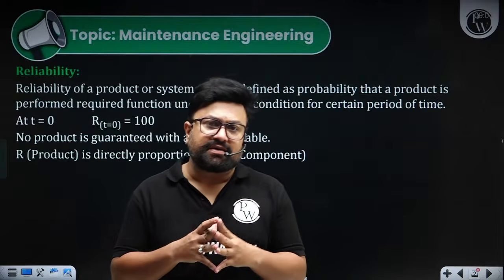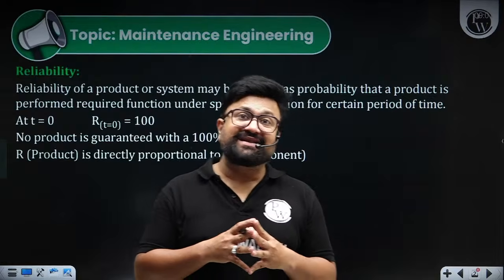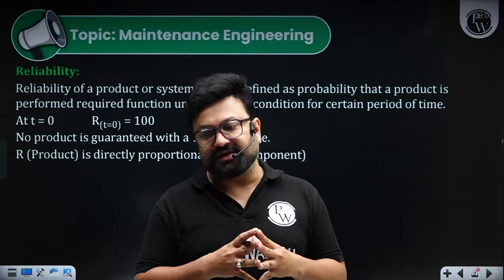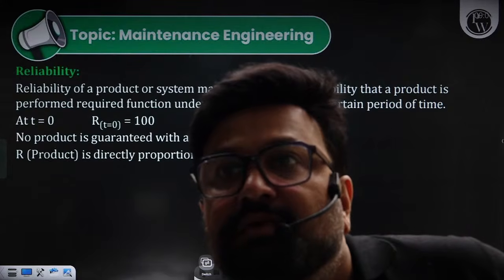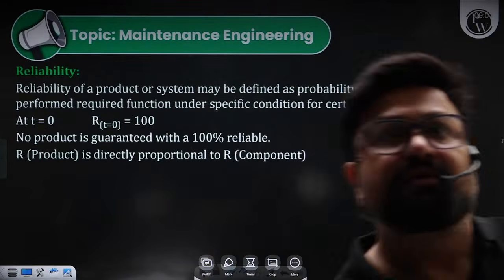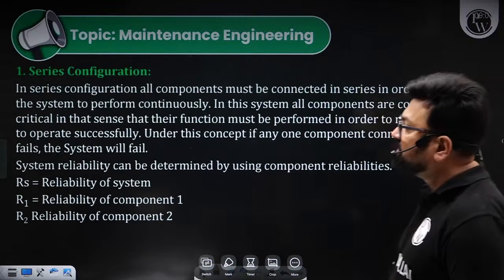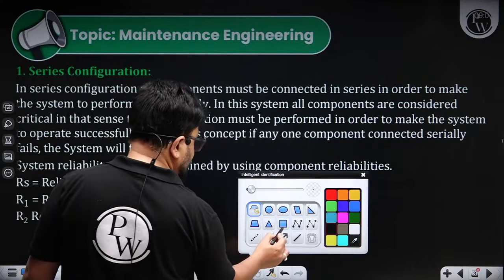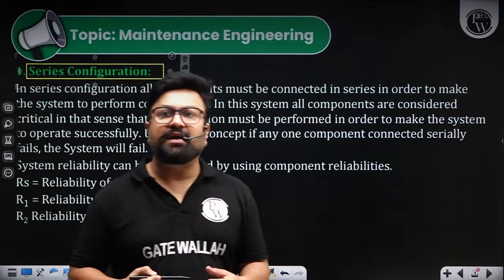And none of the products is guaranteed with 100% reliability. And you can say that reliability is directly proportional to the number of components which are associated. So the number of components are associated with the product. It may be in series configuration, and it may be in parallel configuration.